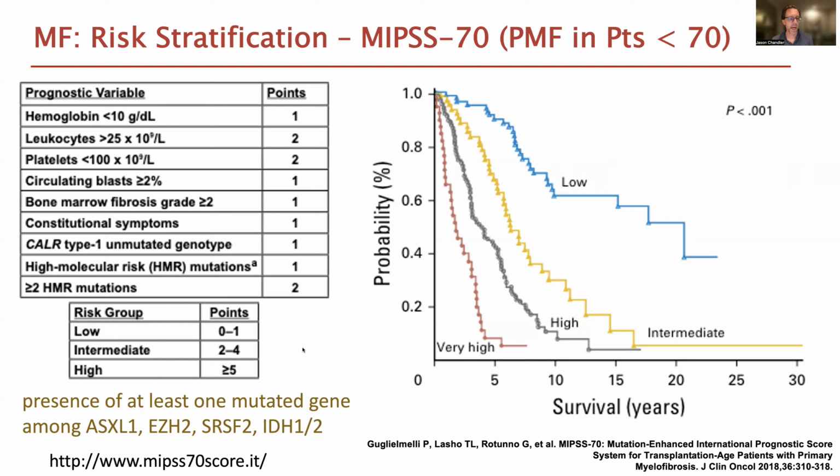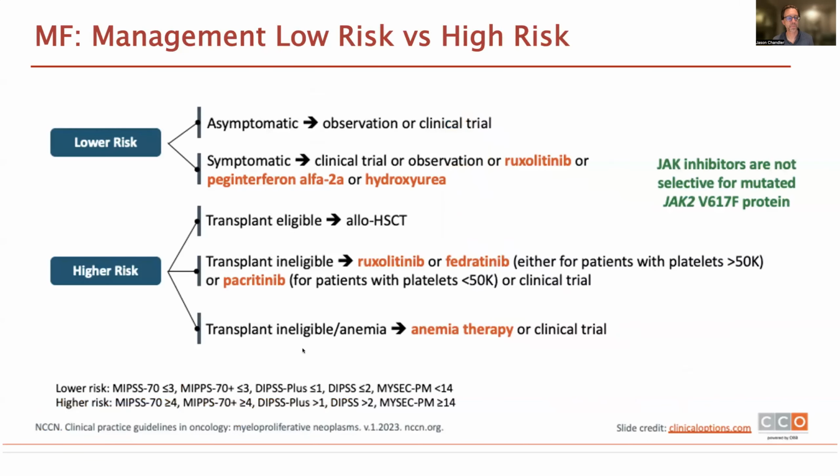And at the bottom, you see these high molecular risk mutations: ASXL1, EZH2, SRSF2, IDH1 and 2. So if you have one, or even worse, if you have two of them, that really ups your risk category. And you can see the very high risk, the red, how terrible those patients do, with nearly 100% of them dead at 5 years. So the low risk, you could actually watch, and this risk calculator is also at the bottom. There's a link to it there.